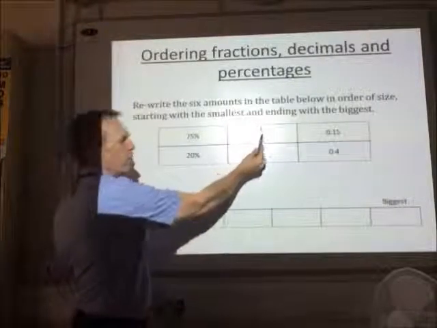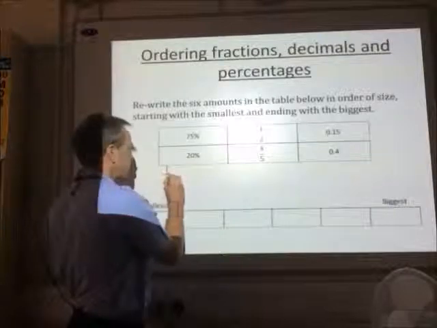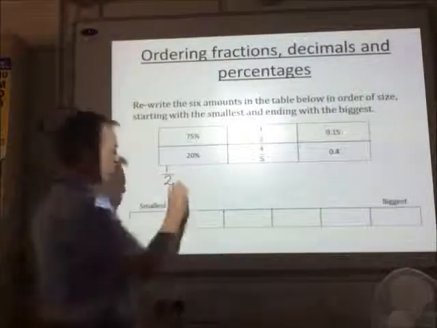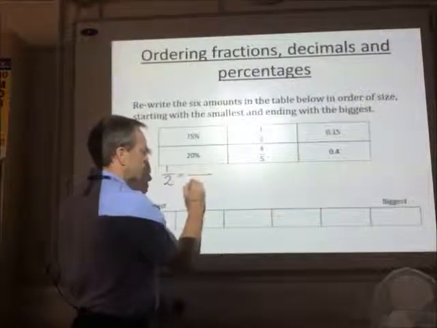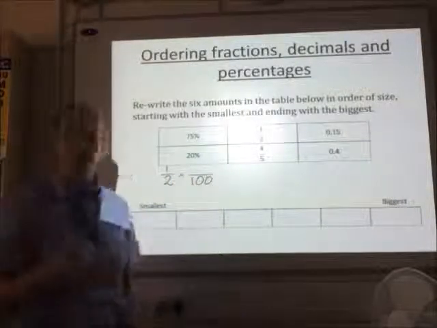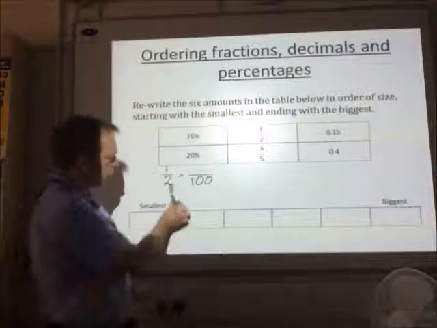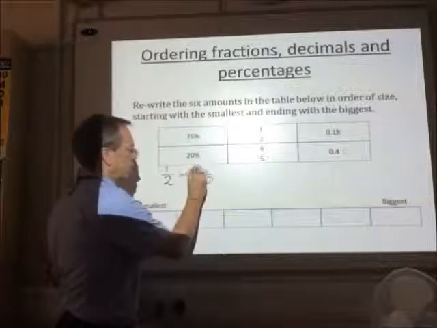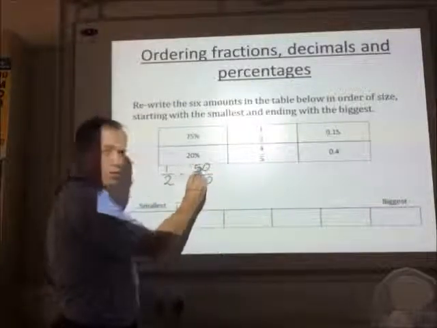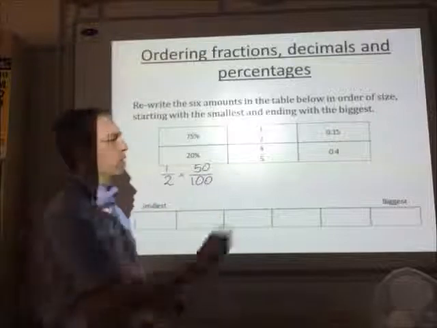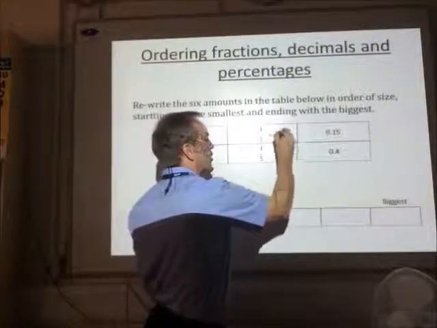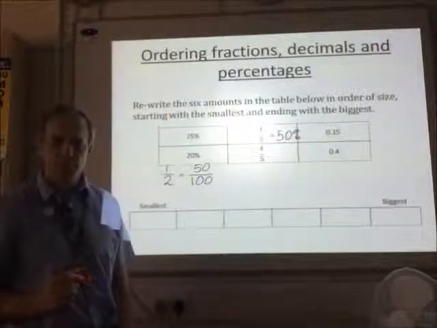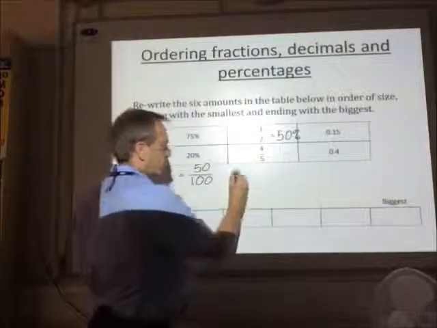So first one, 1/2. Now you may know that a half is 50%, but if not, converting to a percentage, we need to make it out of 100. So 2 times 50 gives me 100. 1 times 50 gives me 50. So I'm now at 50 out of 100. So I can say that 1/2 equals 50%.